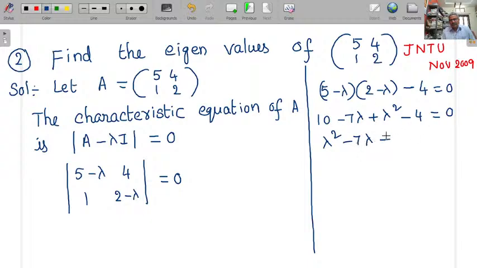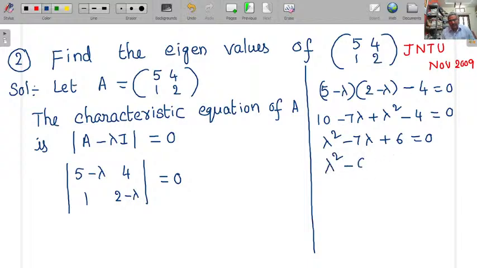So 10 minus 4 is plus 6 equals 0. It is a quadratic equation in lambda, so we need to solve it. How to solve? The 6 can be expressed as minus 6 into minus 1, so that the middle term can be split as minus 6 lambda and minus lambda, so that we can find the values of lambda. They are nothing but the eigenvalues of the given matrix A. So let us proceed with the solution of this quadratic equation.